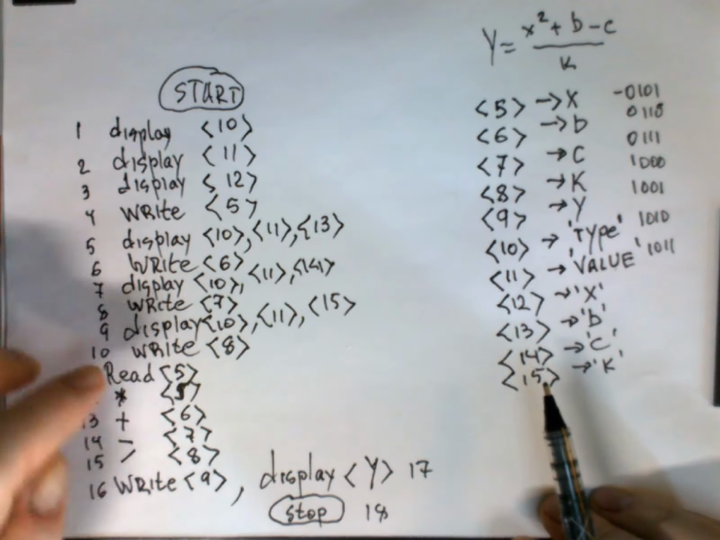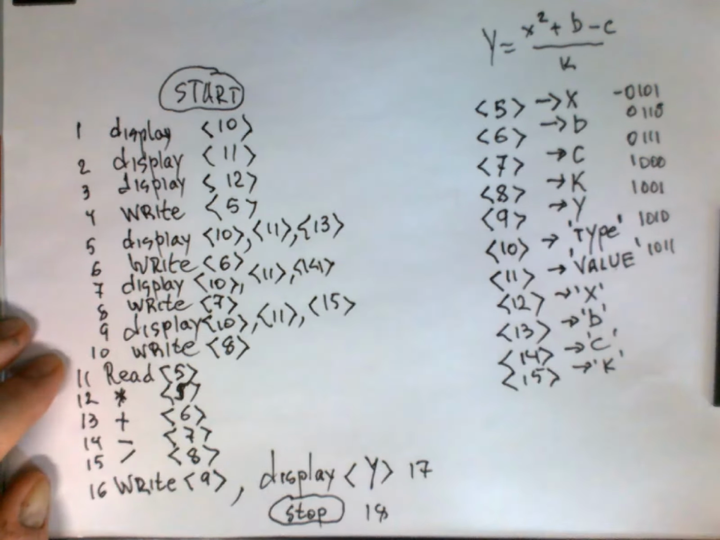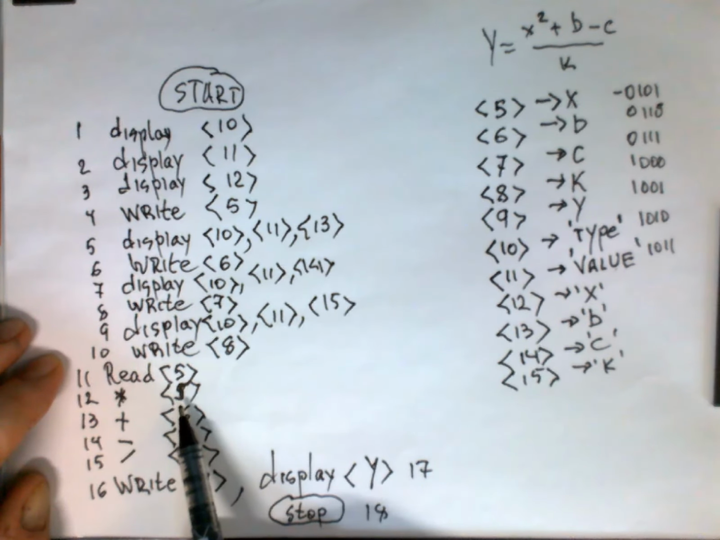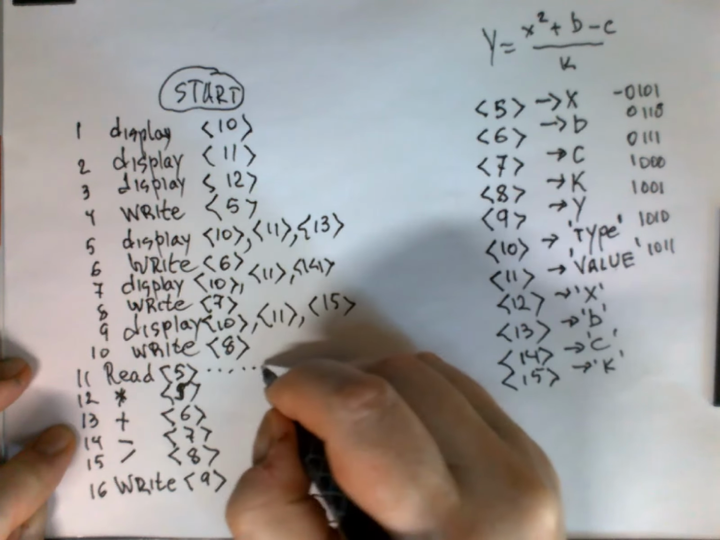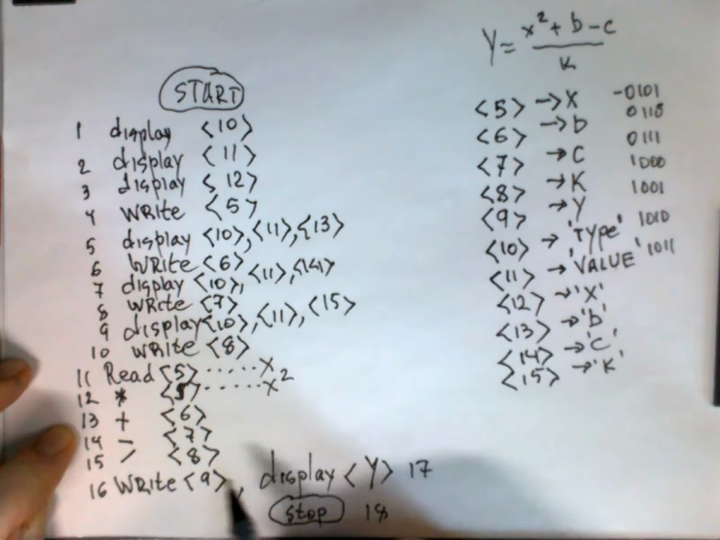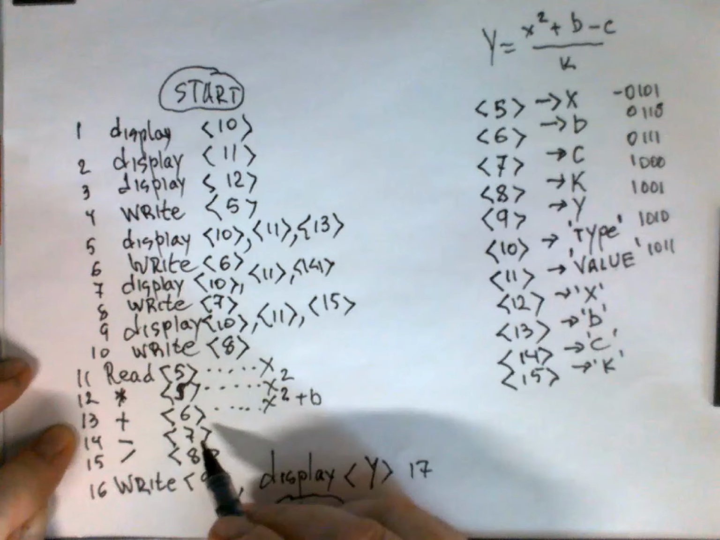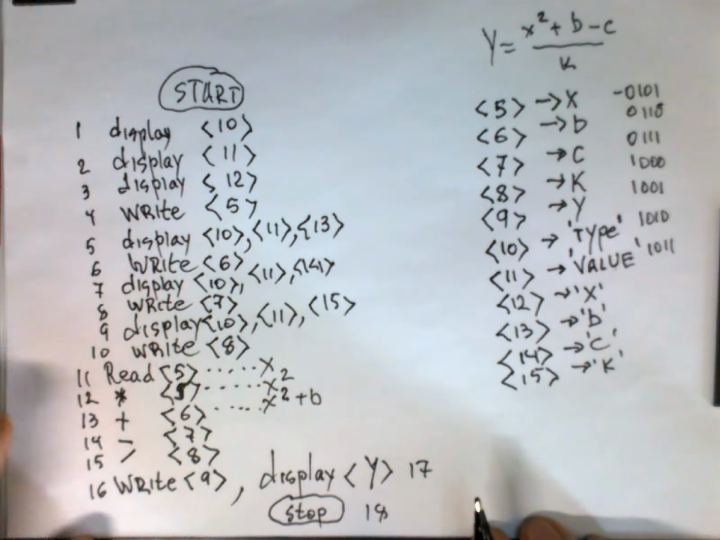Read cell number 5, read X. Multiply by cell number 5. X is already inside the microprocessor. When it multiplies by itself, that will be X squared. So in the memory, just X. Here in the memory of the microprocessor, X squared. That will be calculated: X squared plus B, and so on. Eventually, we calculated Y and stop the processor.